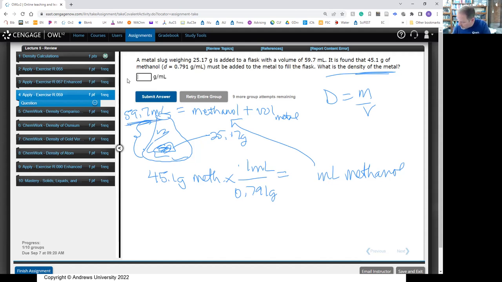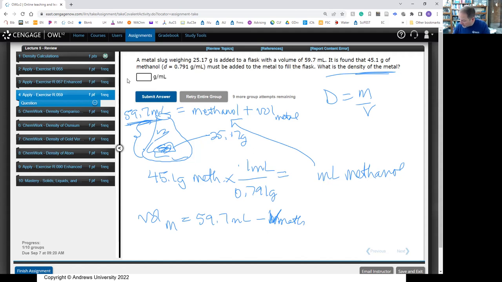So the volume of the metal, this is like a fun displacement one. This is actually pretty similar to what we're going to do in lab. The volume of the metal is equal to the total, 59.7 milliliters, minus the volume of methanol, that we get from that calculation up there.